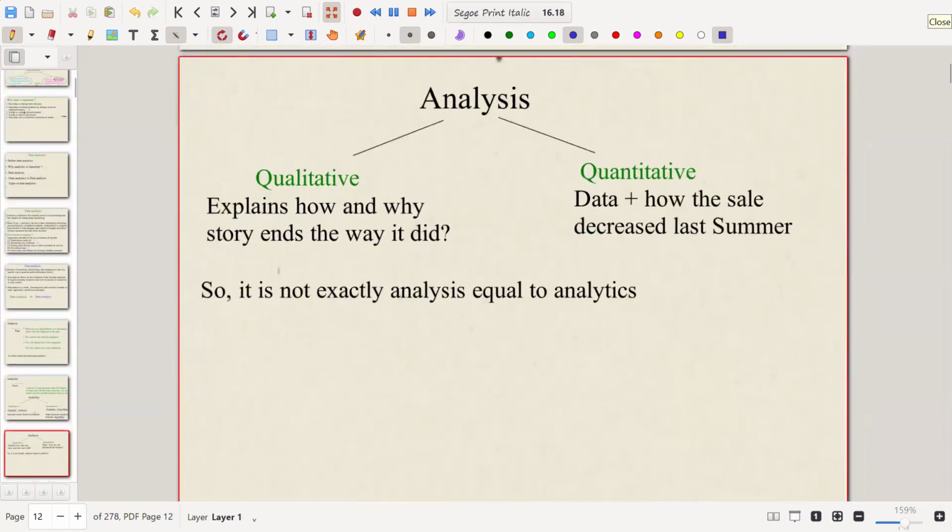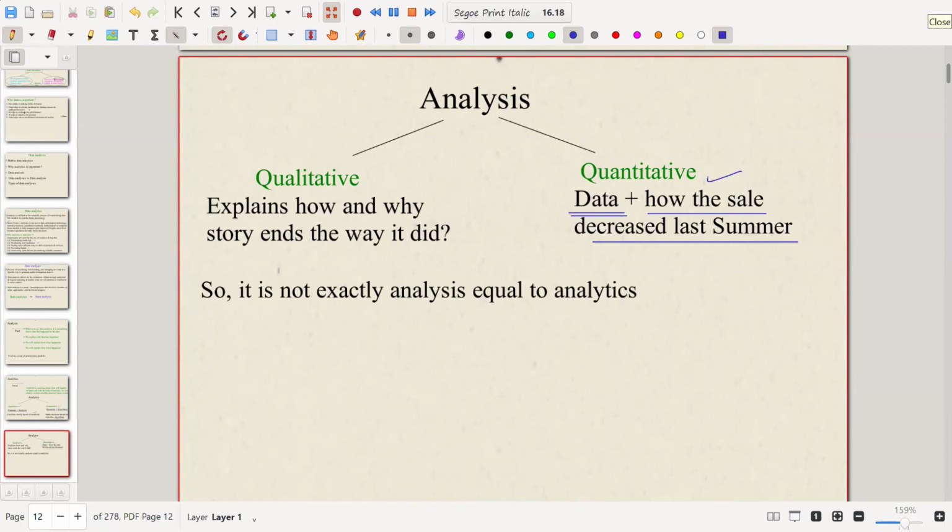In the same way, in analysis also you have qualitative and quantitative scenarios. Qualitative: explain how and why the story ends the way it did. The market loss has happened. Why has the market loss happened? Which factors contributed to the market loss, and why did it reach a market loss instead of a market profit? And also quantitative, where you see how the sales decreased last summer, with the proper amount of data.